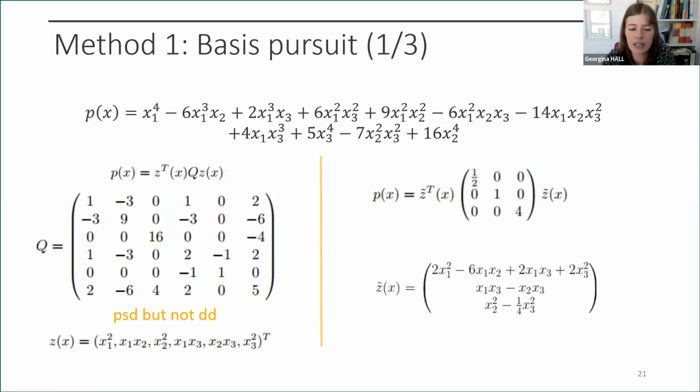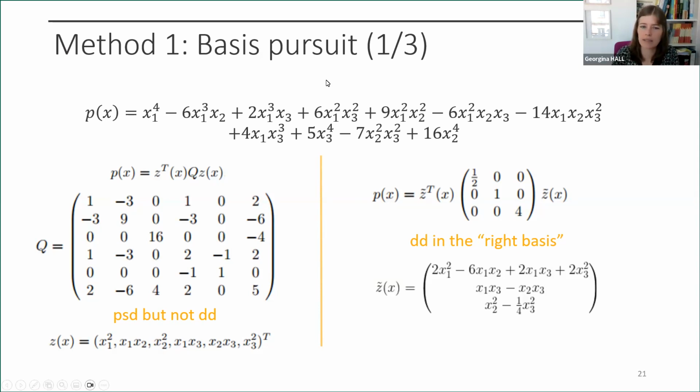However, if I just allowed myself to change my basis slightly, so I wasn't using the standard basis of monomials, but a different basis of monomials that is given here, then in that particular basis, my polynomial can actually be written as z tilde transpose of x Q tilde z tilde of x, and Q tilde here is diagonally dominant. In fact, it's actually diagonal. So in other words, if I had access to this basis off the bat, then I would be able to certify non-negativity of this polynomial using just diagonally dominant matrices. So if I had the right basis, I would be good to go.